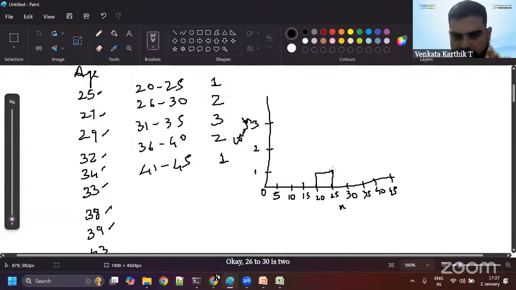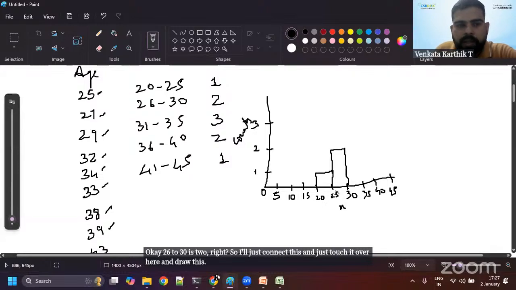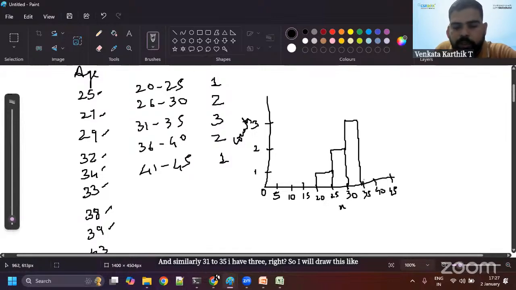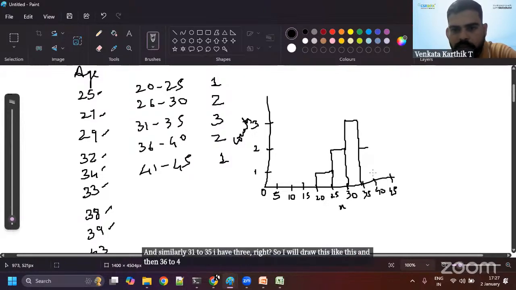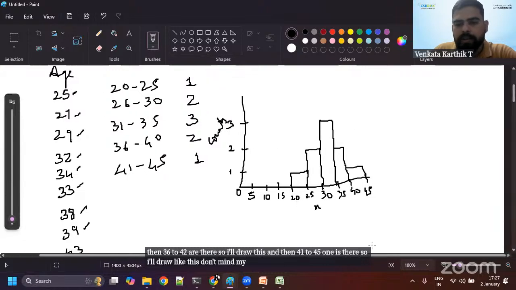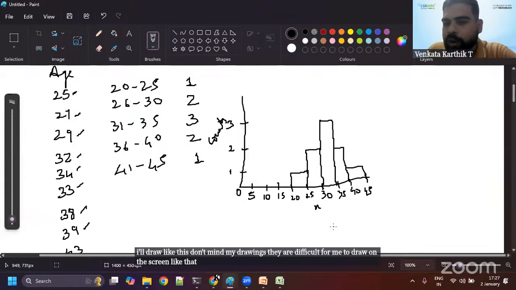So I'll just connect this and touch it over here and draw this. Similarly, 31 to 35, I have 3, so I will draw this like this. Then 36 to 40, 2 are there, so I'll draw this. And then 41 to 45, 1 is there, so I'll draw like this. Don't mind my drawings, they are difficult to draw on the screen like that. But hopefully you got a hang of it.